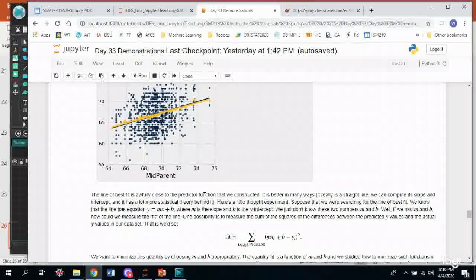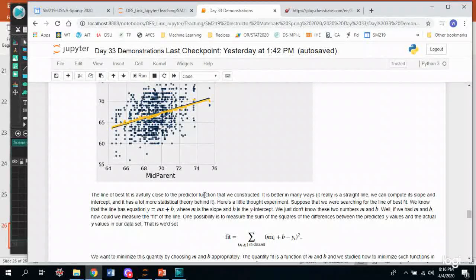The line of best fit in this case is awfully close to the predictor function that we constructed. The line of best fit is better in many ways. It's a straight line, it really is a straight line. We can compute and interpret its slope and intercept, and it has a lot more statistical theory to back it up. But I want us to think a little bit more about how we could compute that line of best fit. In the last video, we saw some formulas.